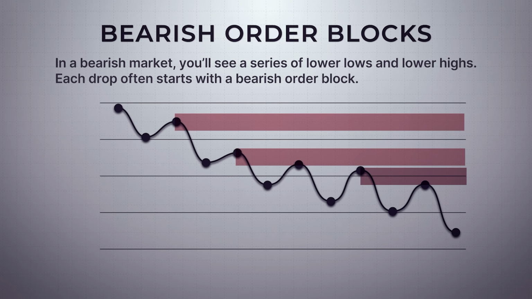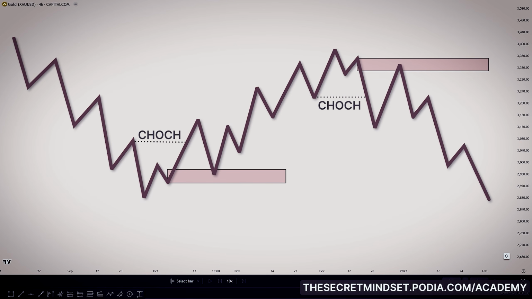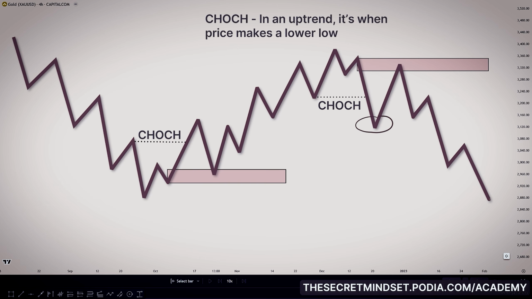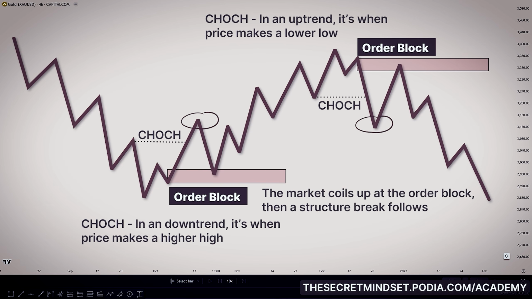But here's where it gets interesting. Order blocks don't just go with the flow. They can signal when the flow is about to change. This is where market structure breaks come in. A market structure break happens when price busts through a key level. In an uptrend, it's when price makes a lower low. In a downtrend, it's a higher high. These breaks are big deals. They're like road signs telling you the trend might be changing. Now guess what often comes right before these breaks? That's right, order blocks. The market coils up at the order block, then a structure break follows.